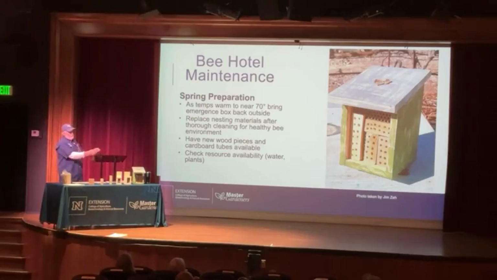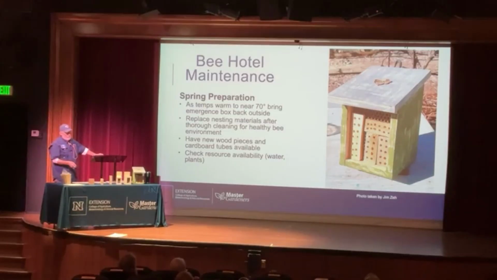I put new nesting materials in there. Everything that came out of here in the winter, I leave in that emergence box. Just leave it. And I put brand new tubes into the bee hotel. And so as soon as it's 70 or above, they're ready to be active. And so wherever they're hatching, in that emergence box or wherever, they've got a fresh place to live.